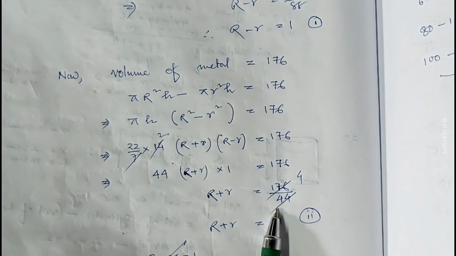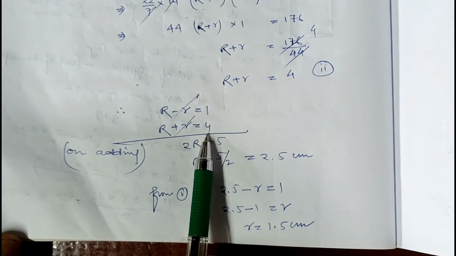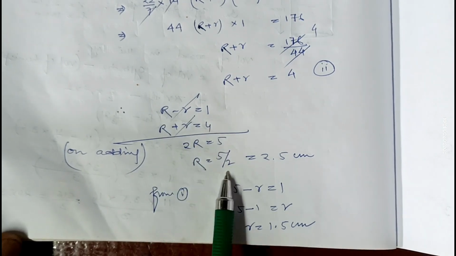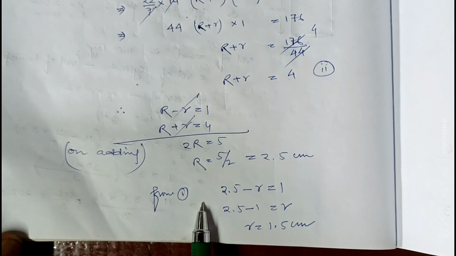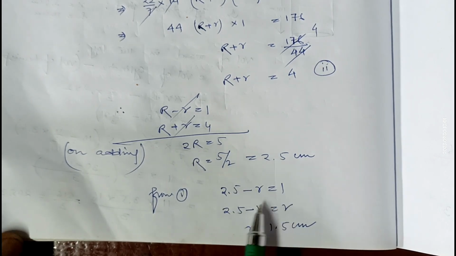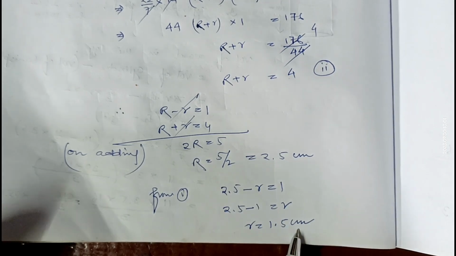From these two equations we can find the values of small r and capital R. R minus r is 1, R plus r is 4. The small r cancels, so twice R will be 5, so R will be 2.5. From equation 1, R minus r is 1, so 2.5 minus r is 1. 2.5 minus 1 is small r, so small r equals 1.5.